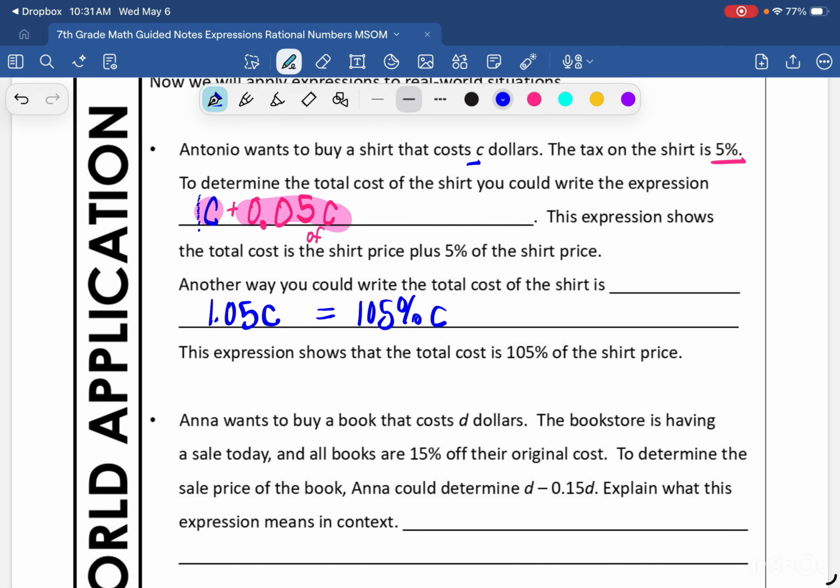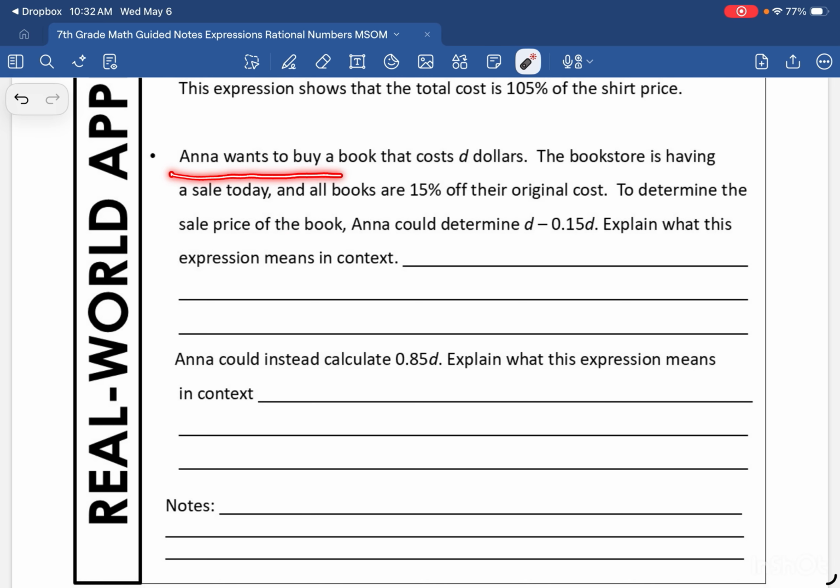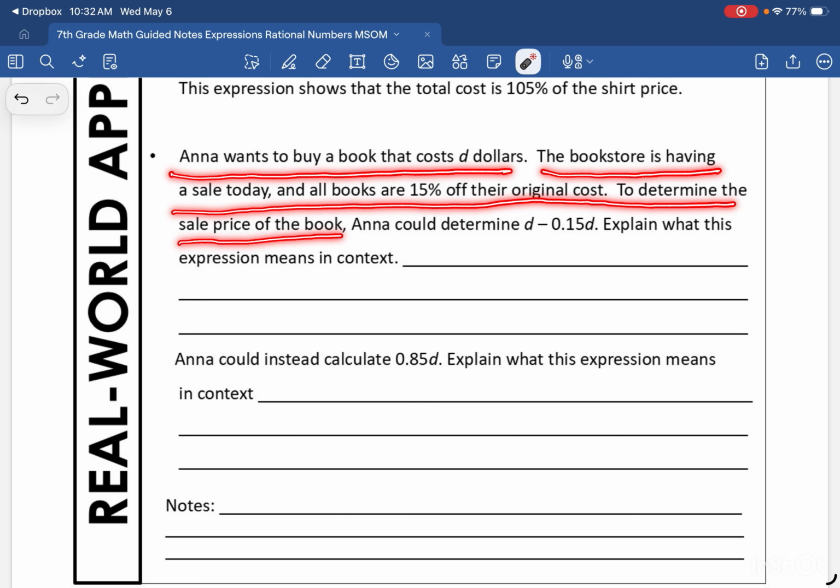And that's right, because if I were to change that to a percent, that's going to give me 105% of the shirt price. Anna wants to buy a book that costs D dollars. The bookstore is having a sale today, and all books are 15% off their original cost. To determine the sale price of the book, Anna could determine D minus 15/100 D. Explain what this expression means in context.